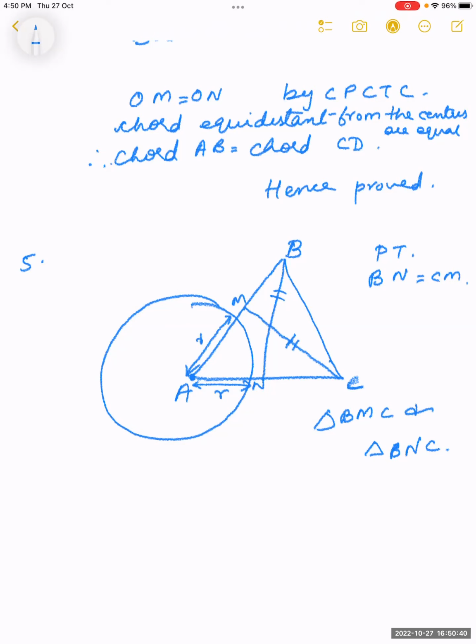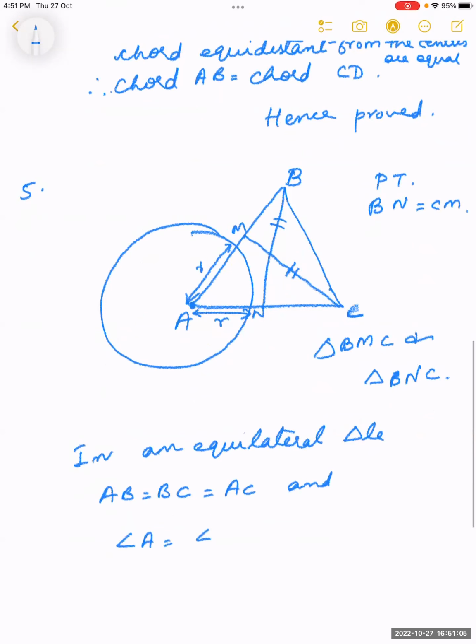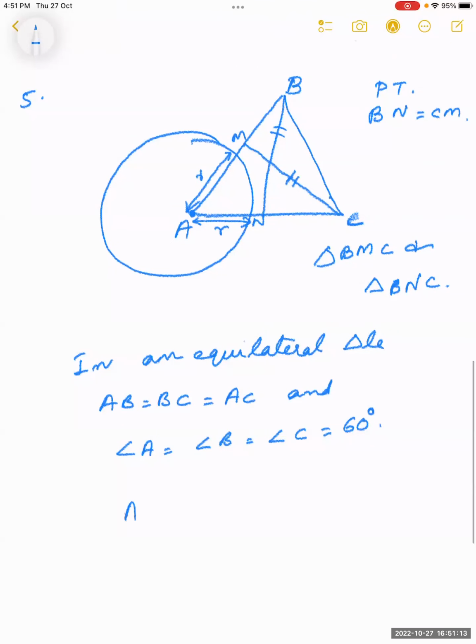Fine. Now, what is the speciality of an equilateral triangle? Can you all tell me? All sides are equal and each angle is 60. Yeah. So we can write, in an equilateral triangle, AB is equal to BC is equal to AC, and angle A equal to angle B equal to angle C equal to 60 degrees. This is known to you. Now, you also know that AM equal to AN.